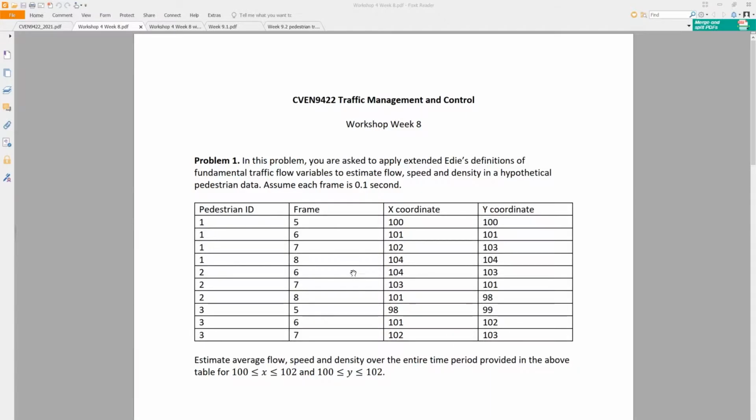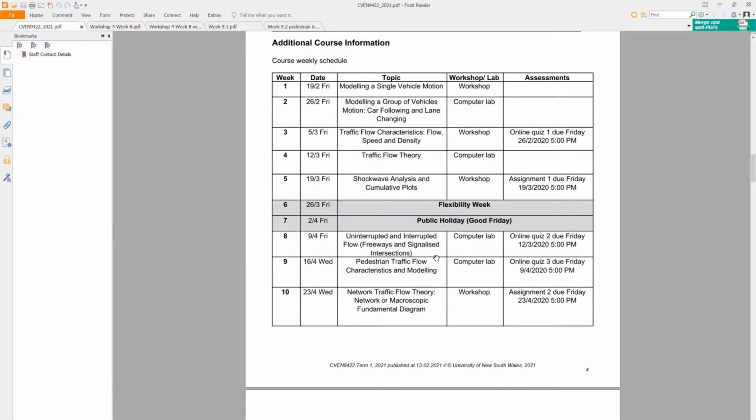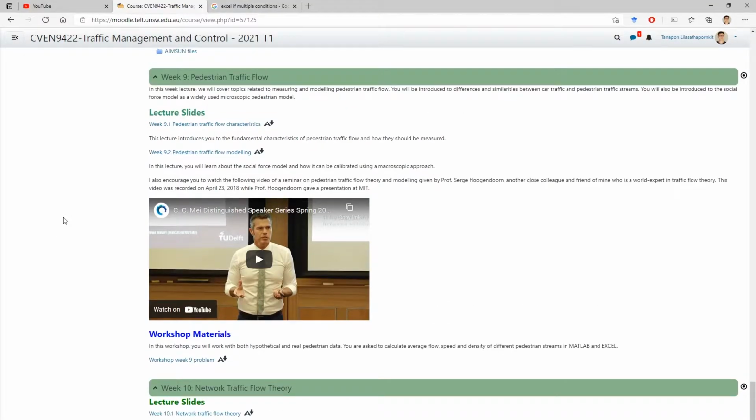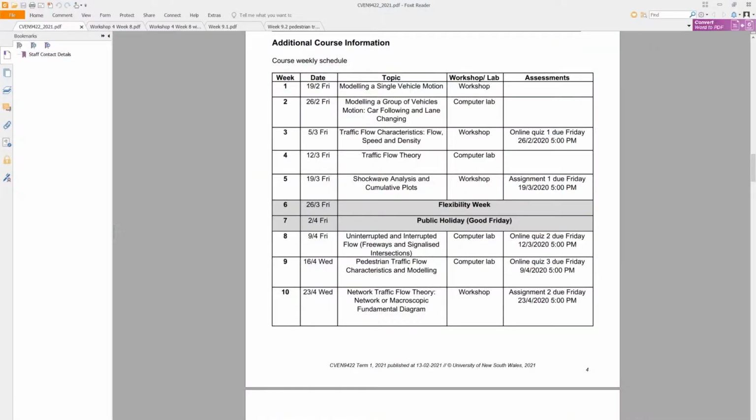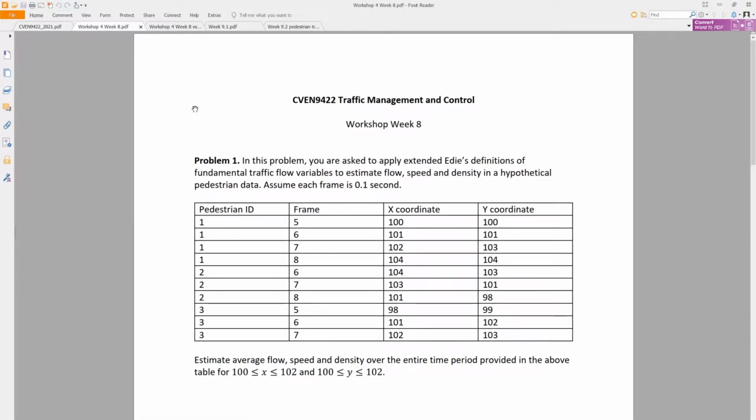Sorry about the confusion. This is supposed to be a workshop on week 9, not a computer lab. So if you go to Moodle and go down to week 9 and download this workshop week 9 problem, then you will open up this PDF file. It says week 8, just ignore it.